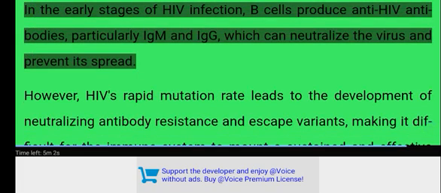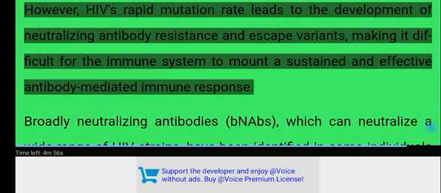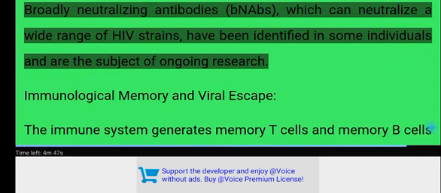In the early stages of HIV infection, B cells produce anti-HIV antibodies, particularly IgM and IgG, which can neutralize the virus and prevent its spread. However, HIV's rapid mutation rate leads to the development of neutralizing antibody resistance and escape variants, making it difficult for the immune system to mount a sustained and effective antibody-mediated immune response. Broadly neutralizing antibodies, bNAbs, which can neutralize a wide range of HIV strains, have been identified in some individuals and are the subject of ongoing research.